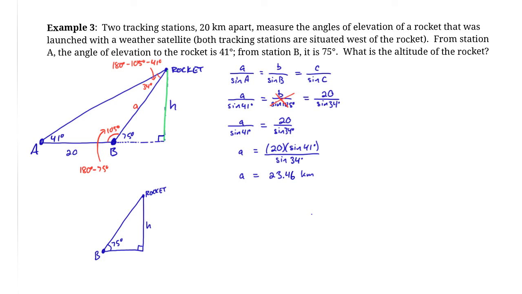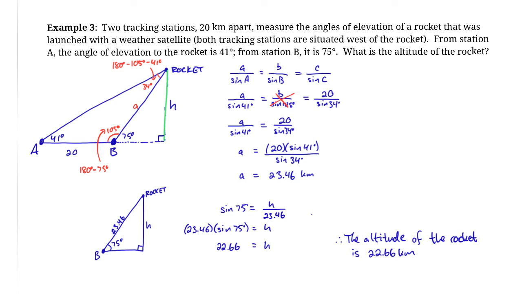So if you solve for side length A, you get 23.46 kilometers. So in the second triangle, in this triangle right here, it is 23.46. Now since that is a right angle triangle, you can use one of your trigonometric ratios to find the height. You should have used the sine ratio to solve for height because the height is the opposite side and the 23.46 is the hypotenuse, and our altitude of the rocket came out to 22.66 kilometers.